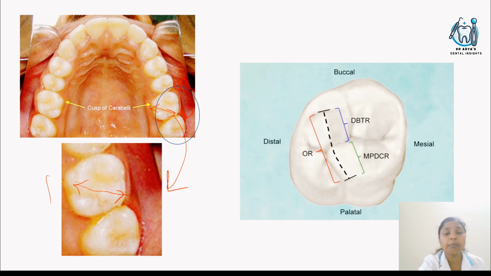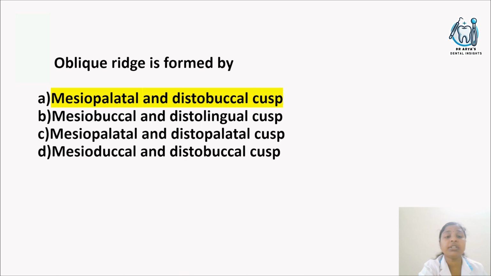So distal, buccal and mesio-lingual. So the answer is mesio-lingual or mesio-palatal and distobuccal cusp. So the oblique ridge is formed by the mesio-palatal and distobuccal cusp.